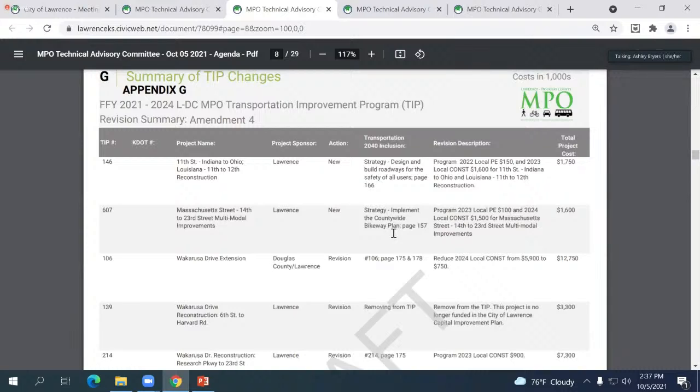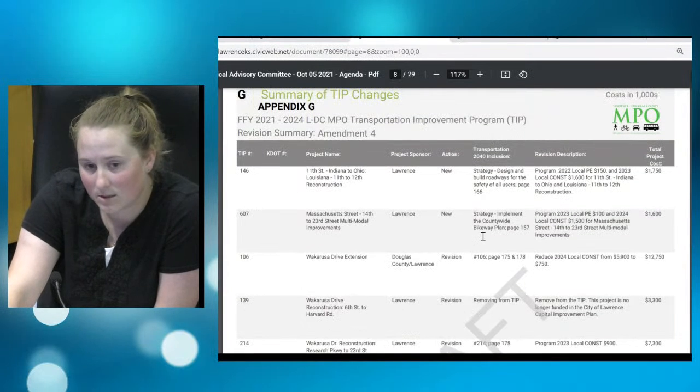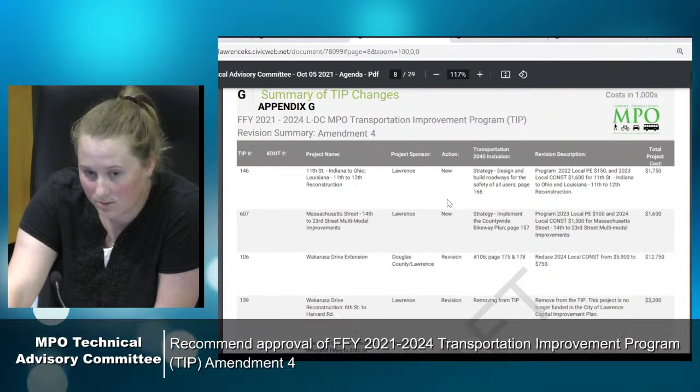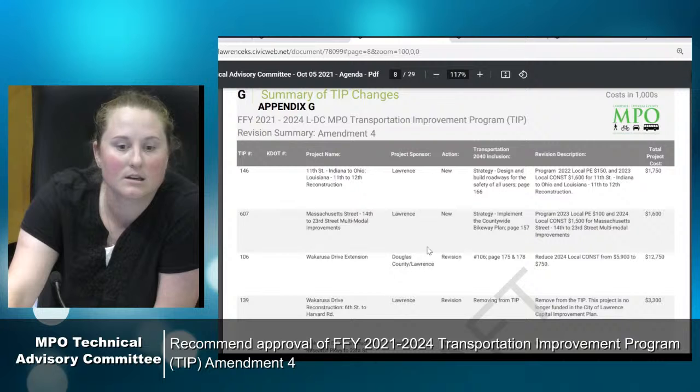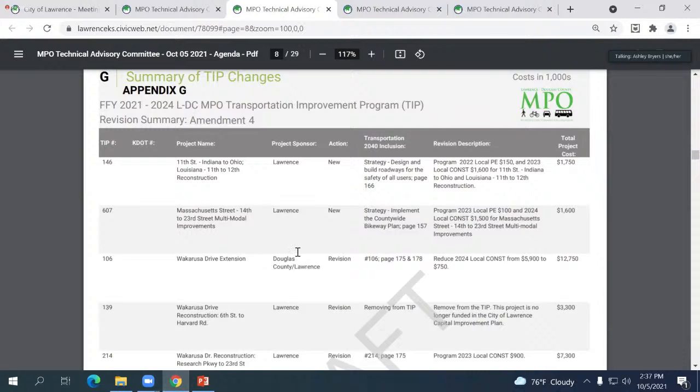The Transportation Improvement Program, or TIP, is the short-range list of projects that are being implemented in our MPO area, and it's a 4-year listing of projects. And we completely redo it every 2 years, but then we do quarterly amendments on a regular schedule, and this is one of our regularly scheduled quarterly amendments. So this is a fairly long one, just adjusting the projects to reflect current conditions for a lot of them. There are 2 new projects, 11th Street in Louisiana, reconstructions, and then Massachusetts Street doing a multimodal improvement.